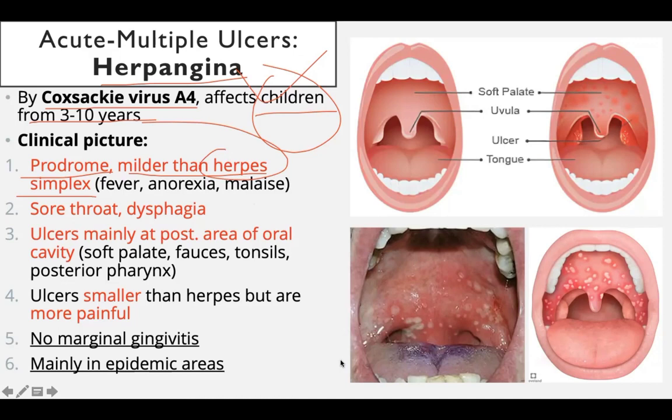And then you can see sore throat and dysphagia because the ulcers are found in the soft palate towards the uvula and the pharynx. That's why we have sore throat, and then dysphagia, difficulty during eating or swallowing. Yes, because we have ulcers, so there is difficulty and some pain. Ulcers are mainly at the posterior area of the oral cavity. So this is how you differentiate herpangina from herpes simplex.